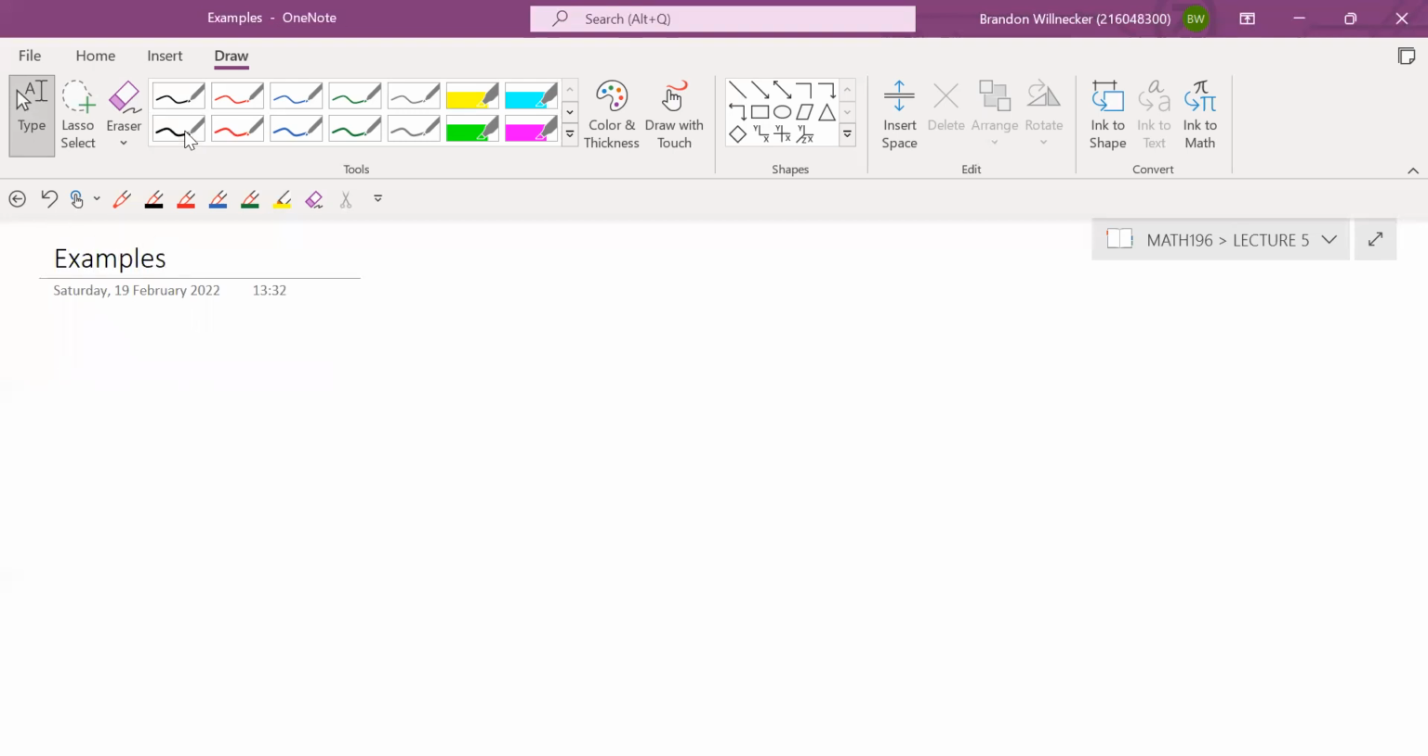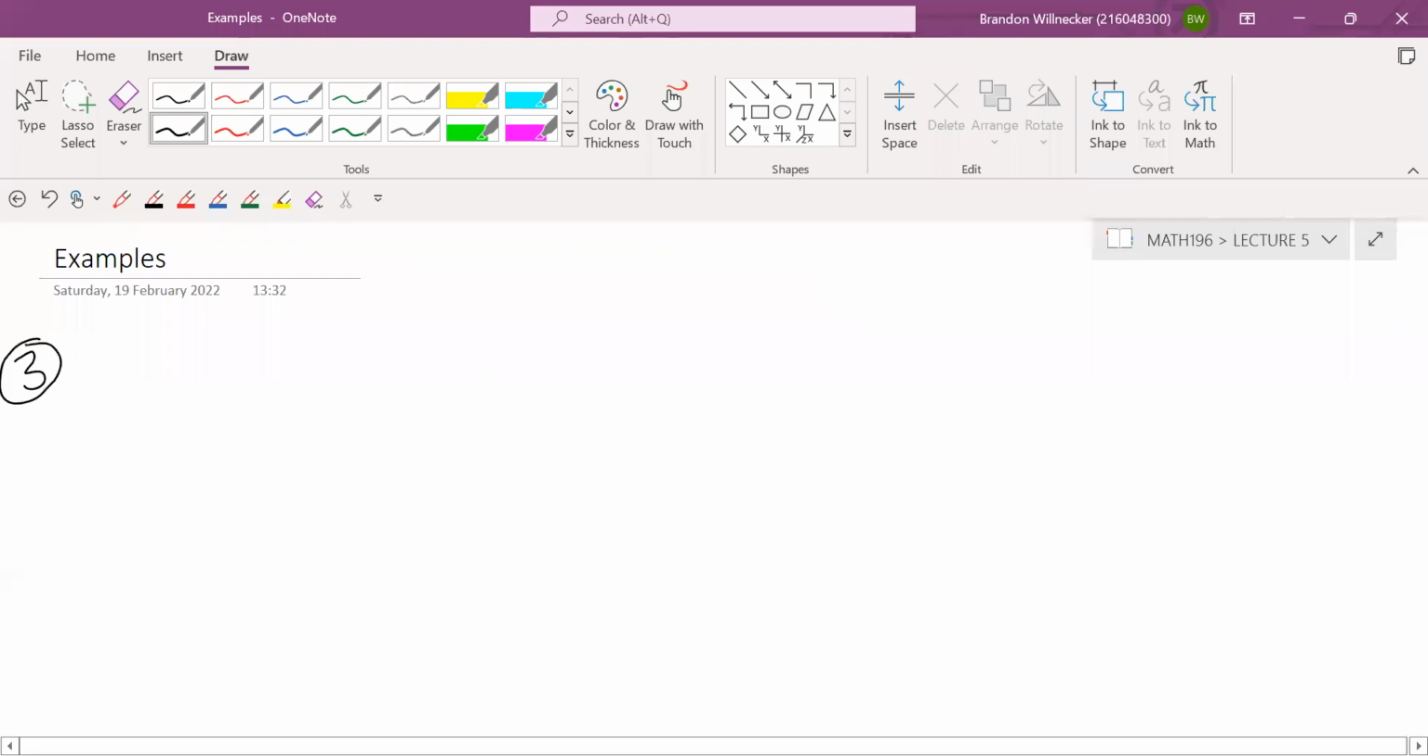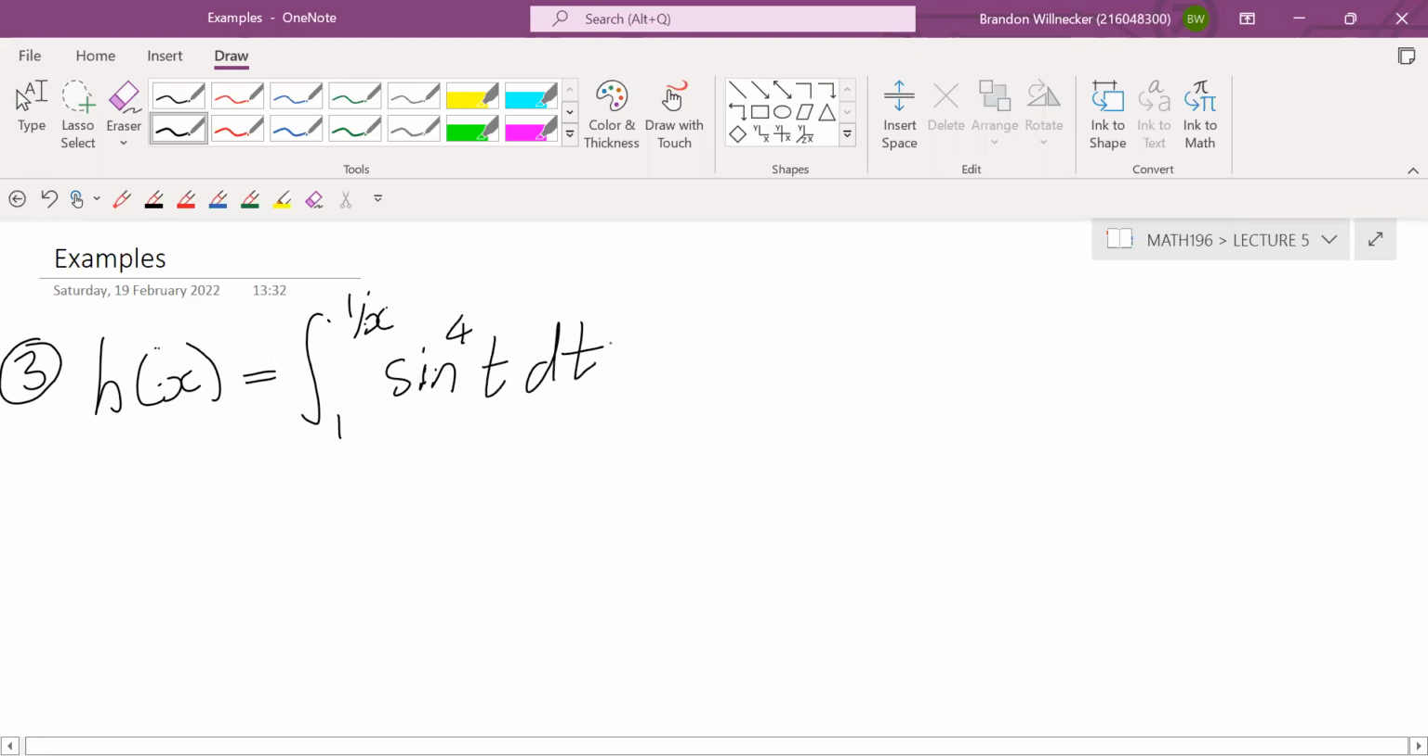More examples. So this is example number 3. Okay, so for this one, we have h of x is equal to the integral from 1 to 1 over x of sine to the 4t dt. Okay, so that's what we're given. And the question is, what is h prime of x?